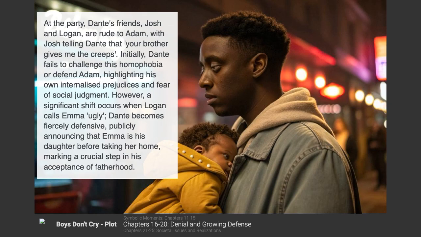However, a significant shift occurs when Logan calls Emma ugly. Dante becomes fiercely defensive, publicly announcing that Emma is his daughter before taking her home, marking a crucial step in his acceptance of fatherhood.